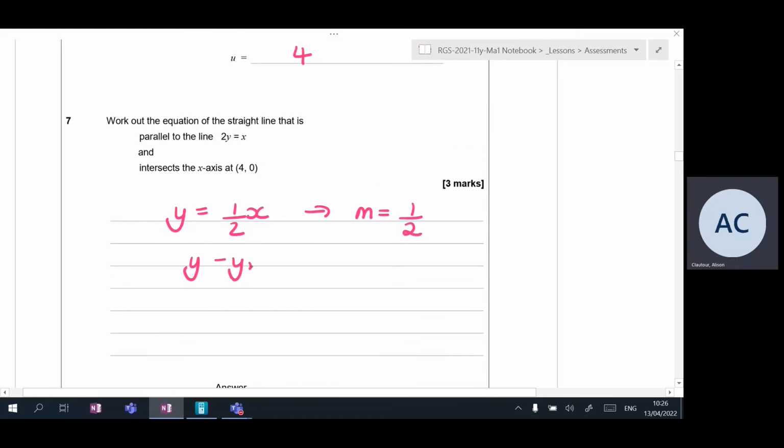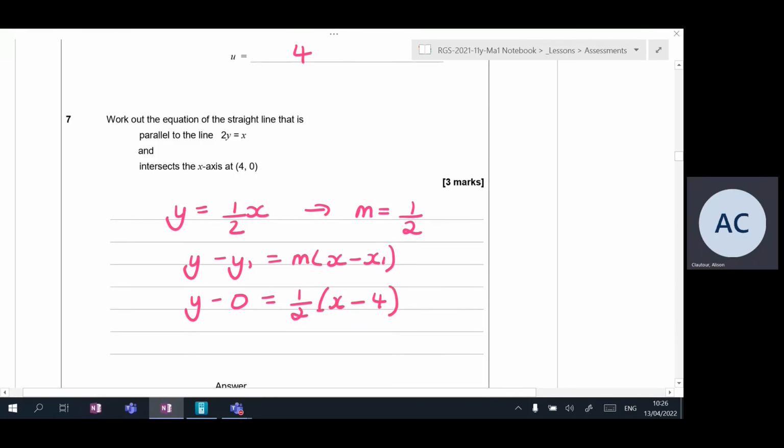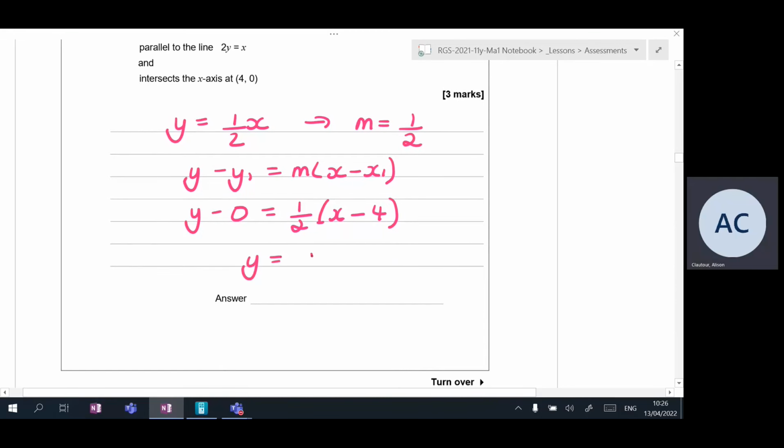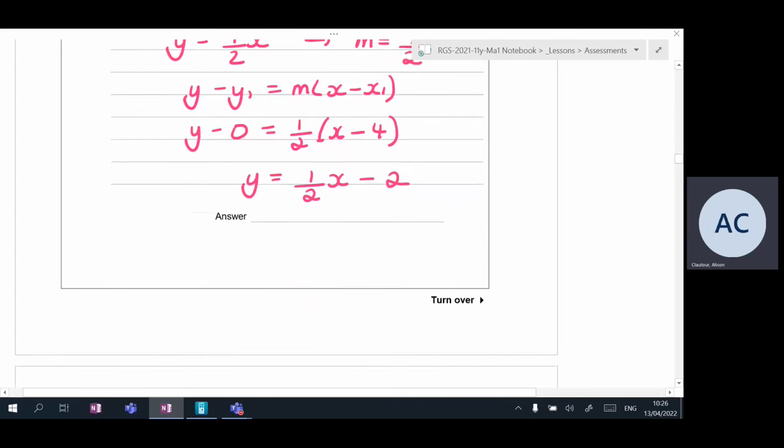And then we're going to use y minus y1 equals m times x minus x1. So it goes through 4, 0. So y minus 0 is a half x minus 4. So y is a half x minus 2. Okay, so a relatively simple and straightforward question on coordinate geometry.